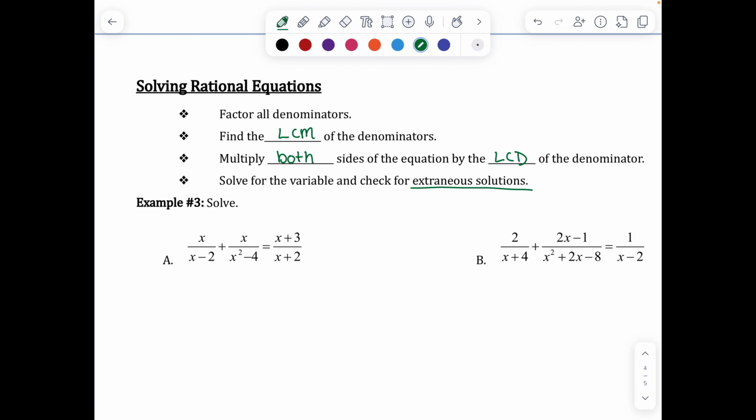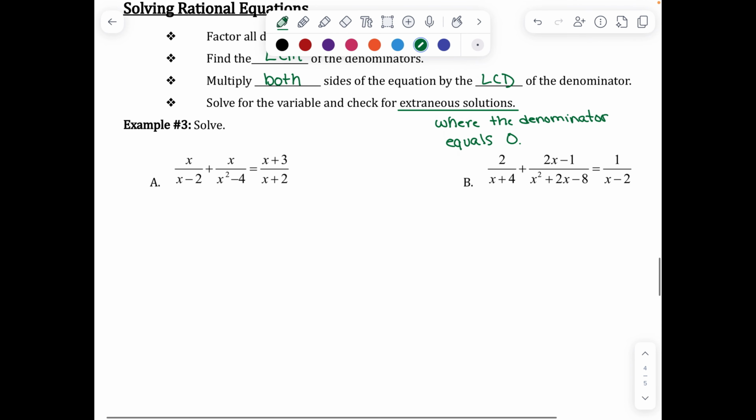So if we remember, extraneous solutions is just where the denominator equals 0. There's those restricted values. So if you get a solution and when you substitute back in, your denominator would equal 0, it is an extraneous solution.